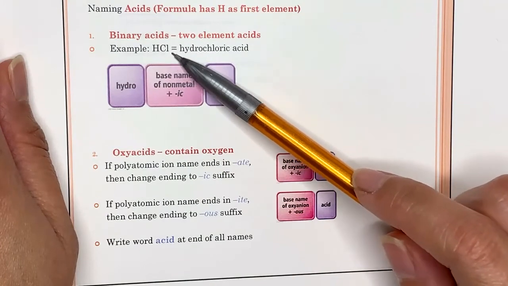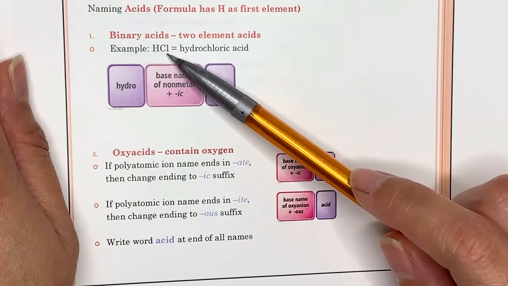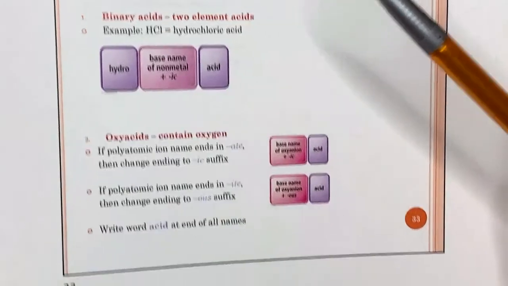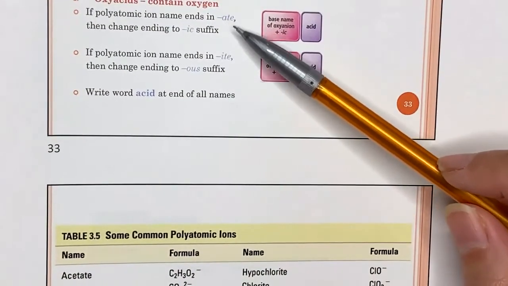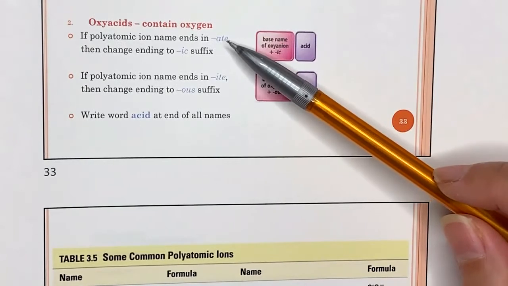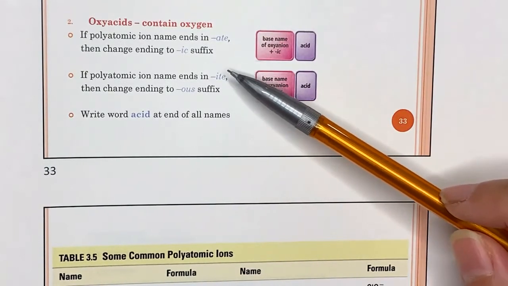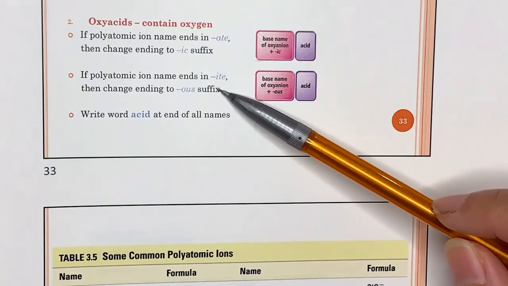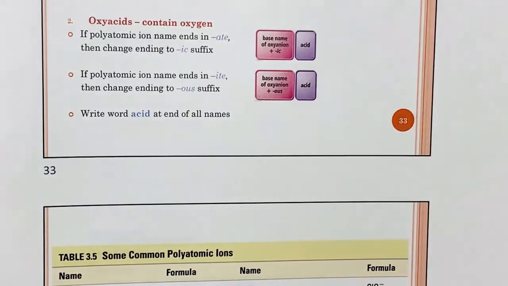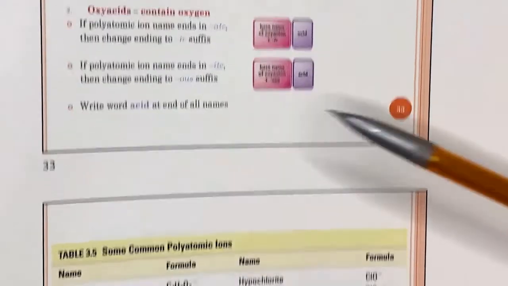If you have bromine here, it will be hydrobromic acid. Okay? And then you have oxyacids here. Now remember, if your polyatomic ions end in ate, it will be ic acid. If it ends in ite, it'll be ous acid. Okay? So that means you need to remember this list.